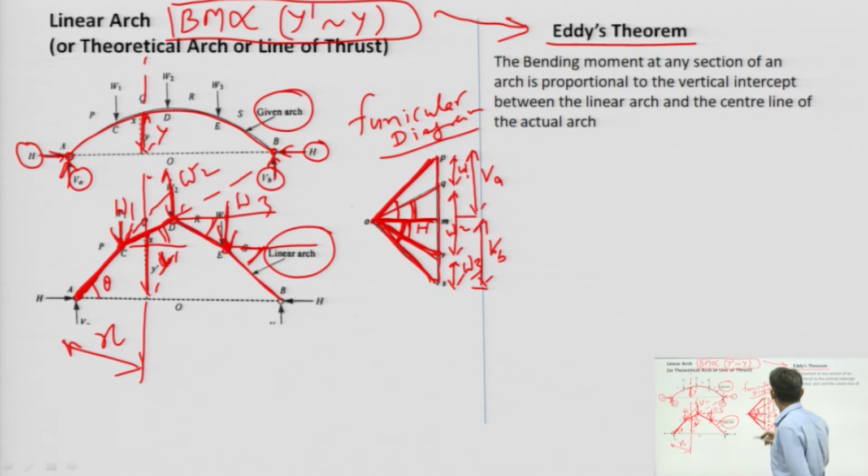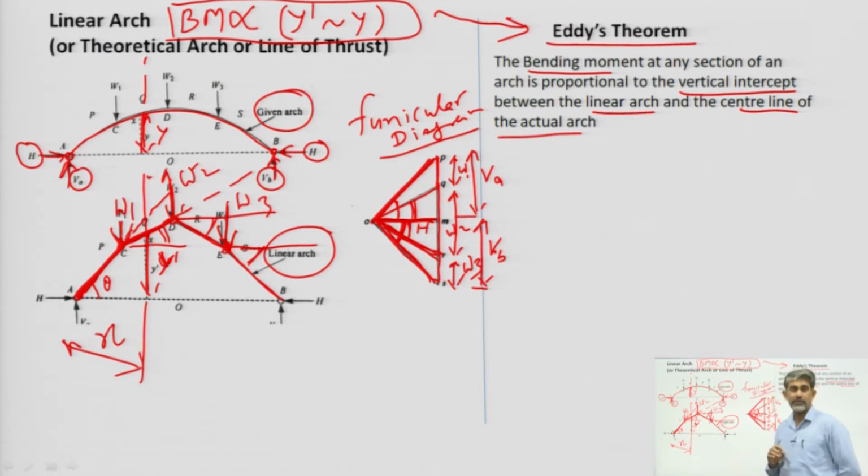So, what is Eddy's theorem? Eddy's theorem says that the bending moment at any section of an arch is proportional to the vertical intercept between the linear arch and the center line of the actual thrust.